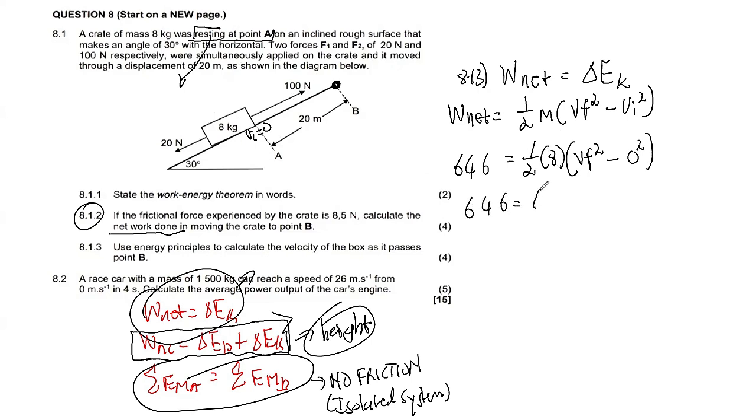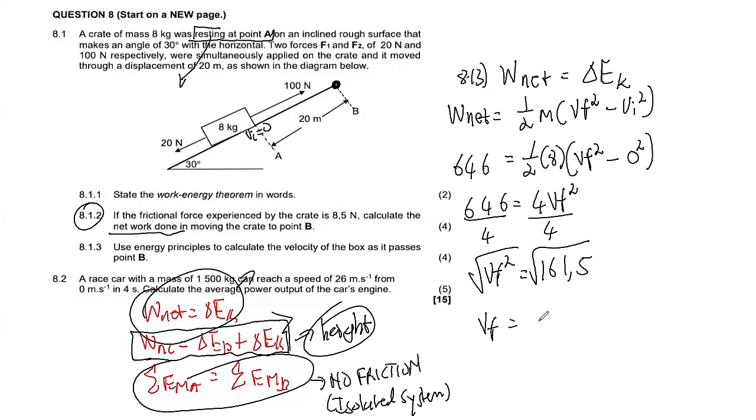What's half of 8? That's 4. 4 multiplied by Vf squared. That's Vf squared. At this point, we just divide both sides by 4. Now my Vf squared is equal to, so I'm going to punch this into my calculator, 646 divided by 4, which is giving me 161.5. And then if I square root both sides, my final velocity rounded off to 2 decimal places becomes 12.71 meters per second.